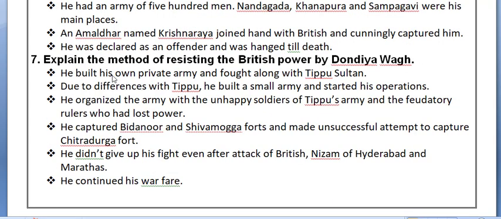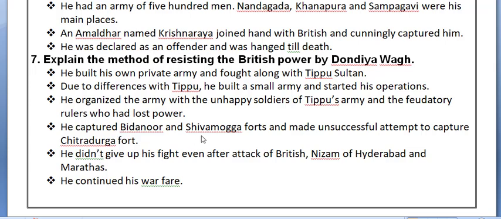Next question, explain the method of resisting the British power by Dhondiya Wagh. He built his own private army and fought along with Tipu Sultan. Due to differences with Tipu, he built a small army and started his operations. He organized the army with the unhappy soldiers of Tipu's army and the feudatory rulers who had lost power.